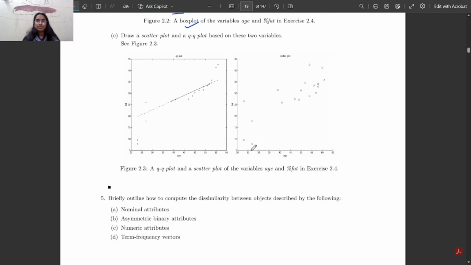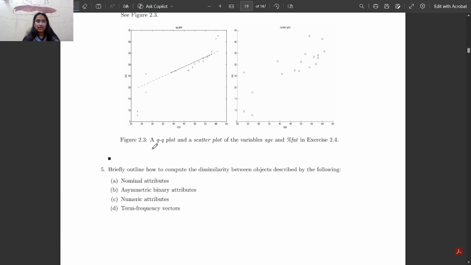Next is the scatter plot and QQ plot based on these two variables. This is the QQ plot and this one is the scatter plot. The scatter plot shows the relationship visually. The QQ plot checks if both follow a similar distribution. So here completes question number 4.